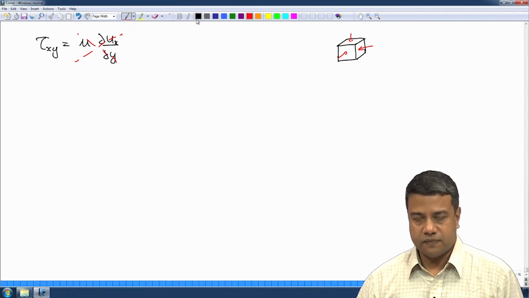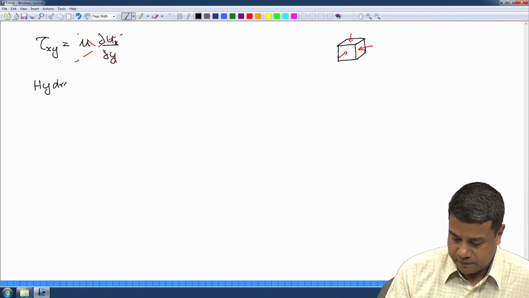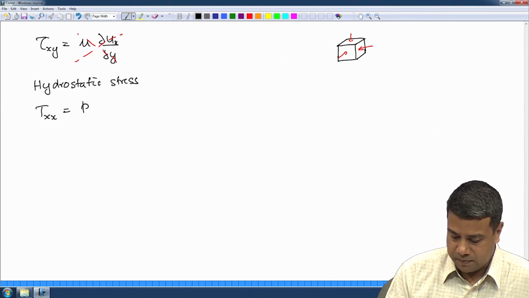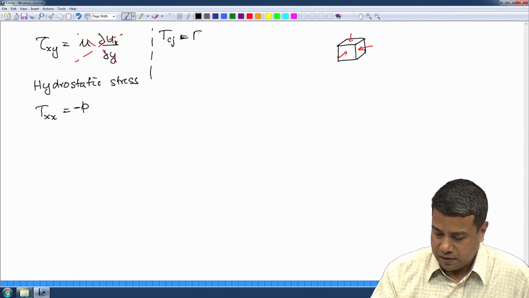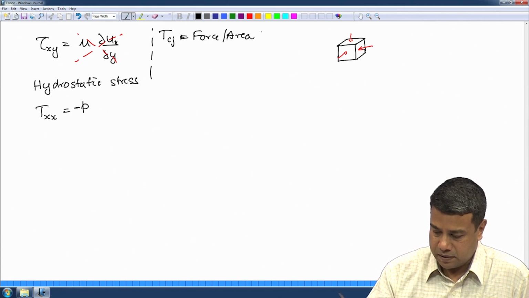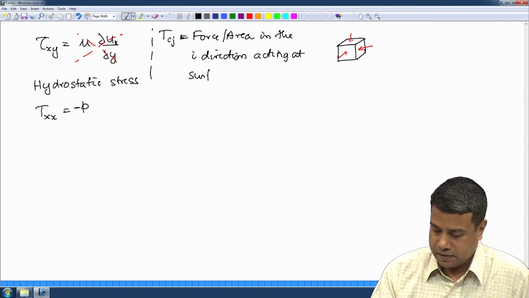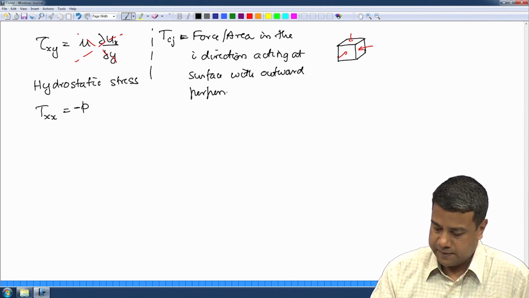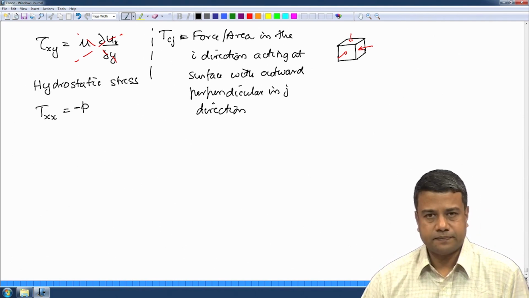That means that even for a system that is at rest, the hydrostatic stress, you will find that Txx is equal to minus P. Note that I am defining here the stress Tij as the force per area in the i direction acting at a surface with outward perpendicular in the j direction. That is my definition.